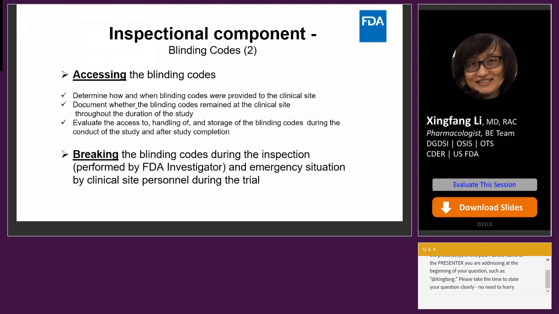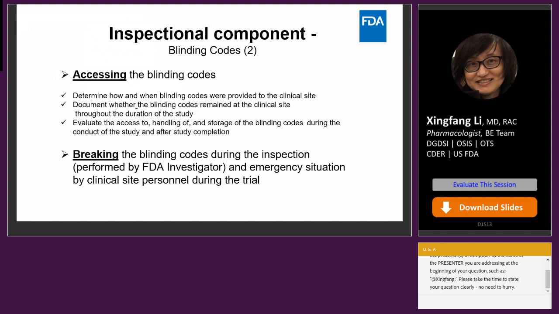For the blinding code, we will determine who had access to it, determine how and when the blinding code was provided to the clinical site, document where the blinding code remained at the clinical site throughout the study, and evaluate access to, handling of, and storage of the blinding code during the conducted study and after study completion.